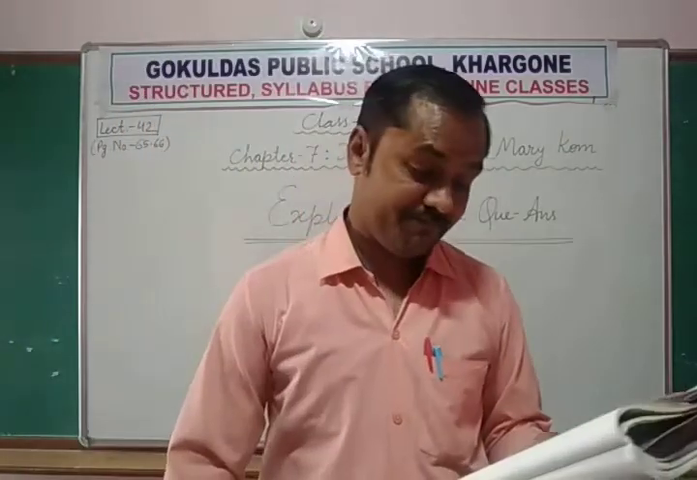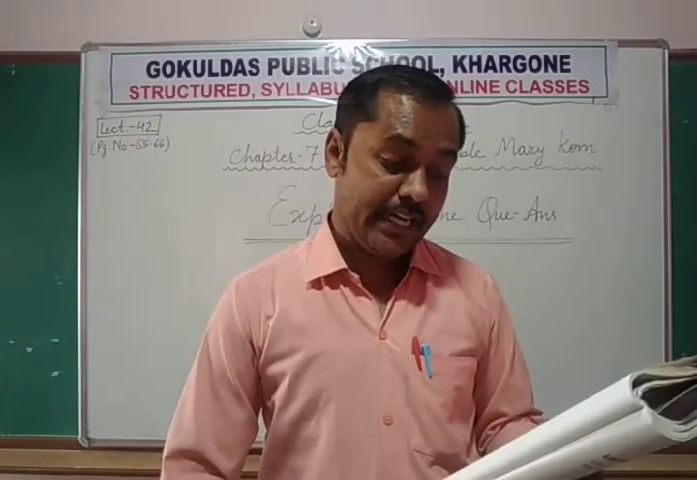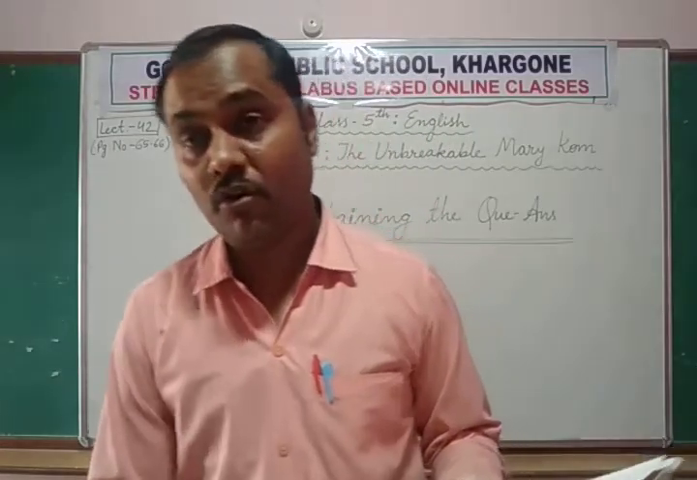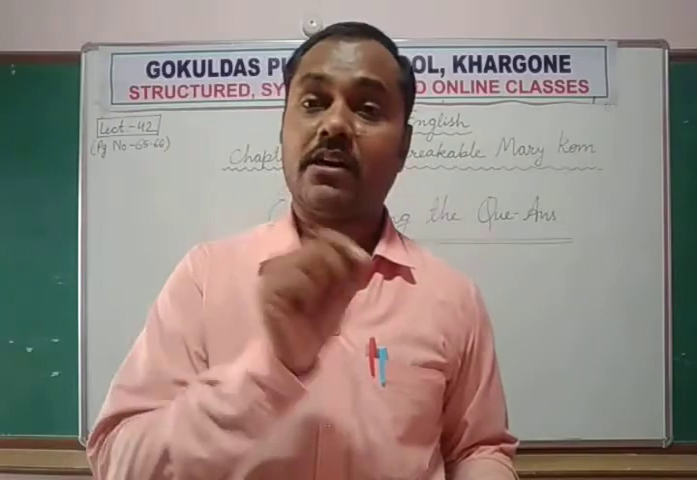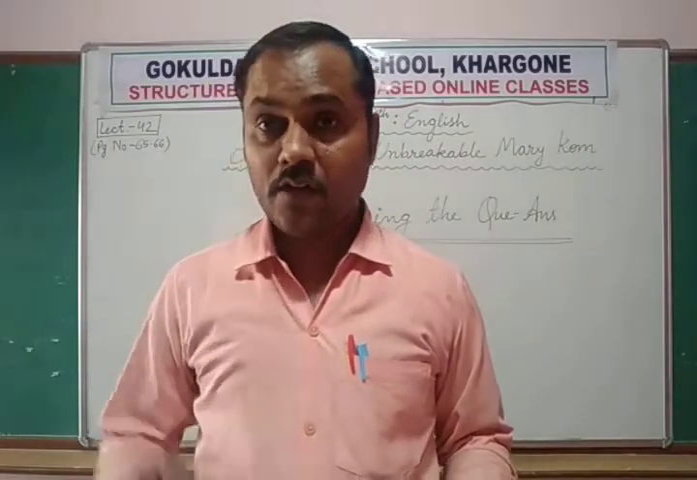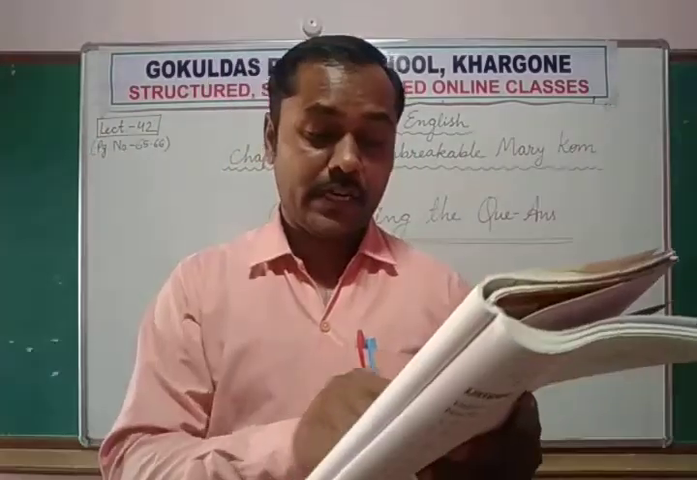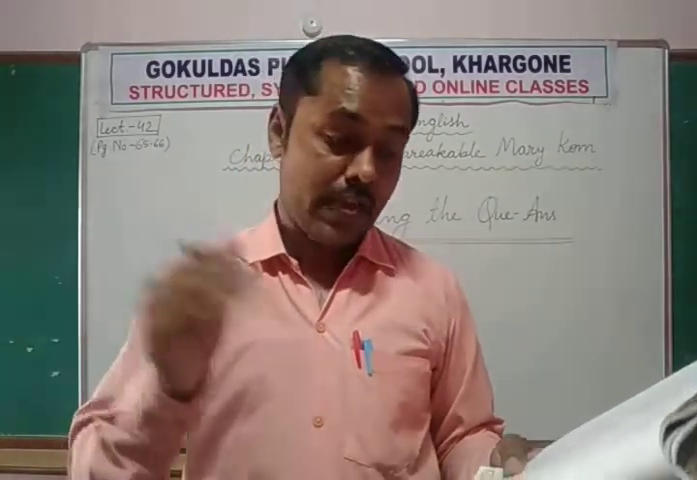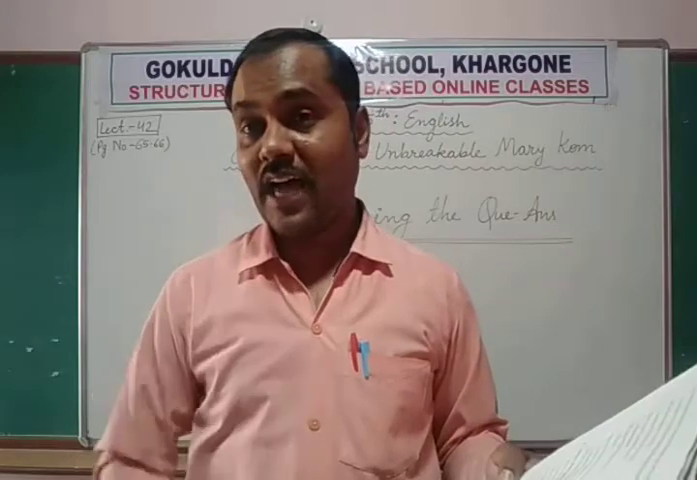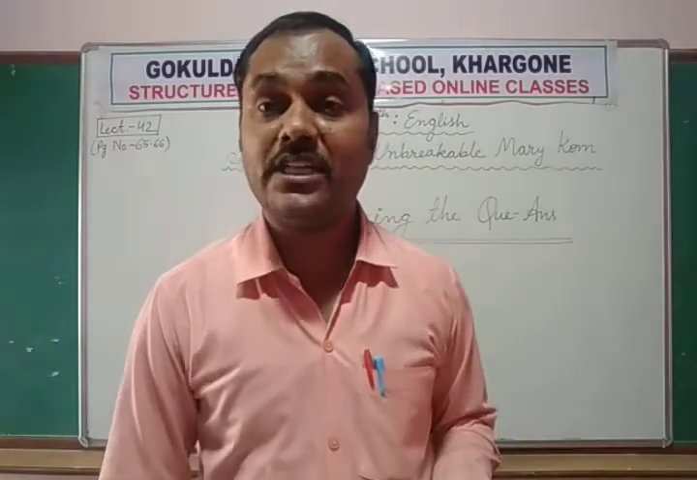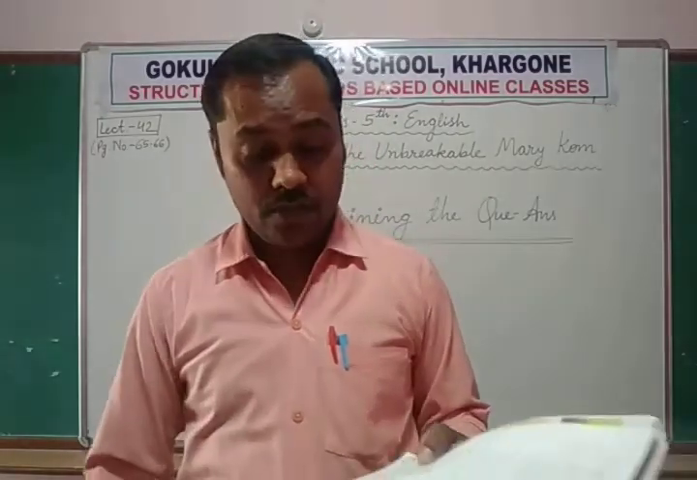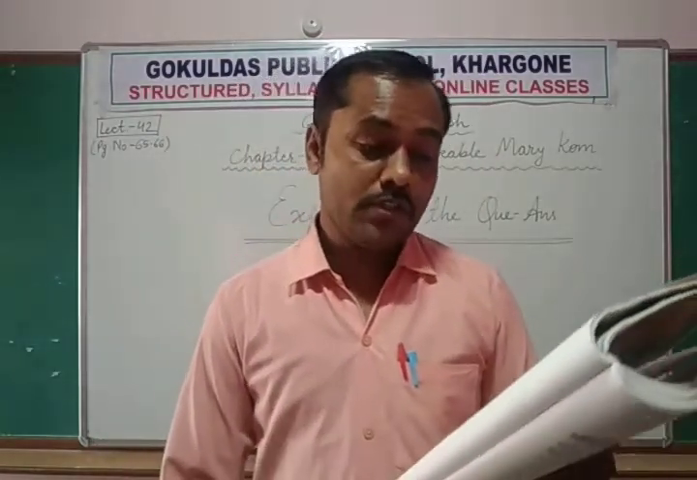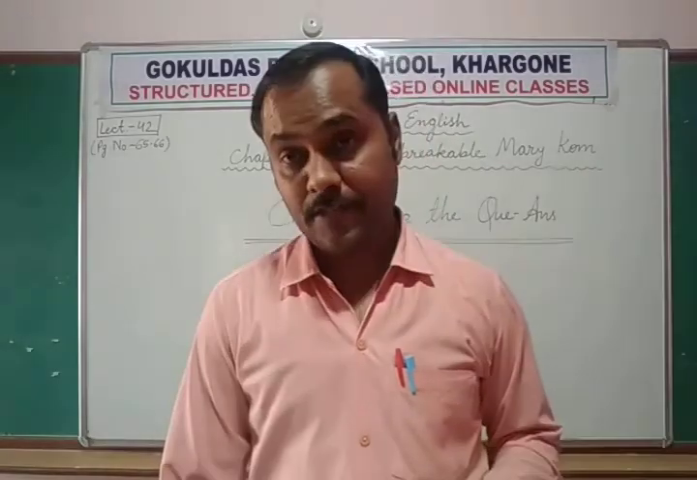Now, exercise C. Read this line from the passage and answer the questions that follow. That is a reference to the context type question. One reference is given, meaning one line from the chapter or any paragraph is given, then related to that, 1, 2, 3 questions are asked. So this is called a reference to the context type question. One reference is given: I want to give this medal to my country.